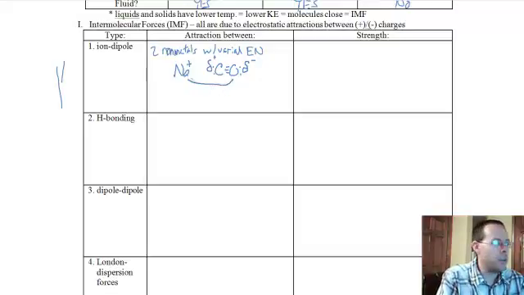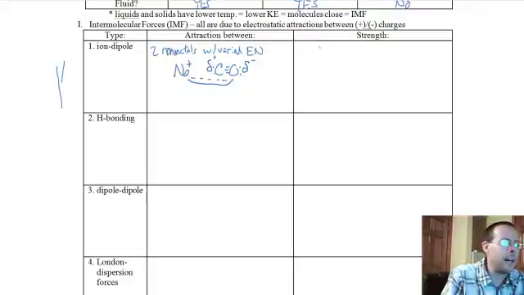Because it's not really a bond, we might just do dashes between them, just to show there's an attraction between this sodium and this oxygen. It's not really a bond, but there's a really strong attraction there. As far as strength goes, we might say it's approximately 10 to 50 kilojoules per mole.